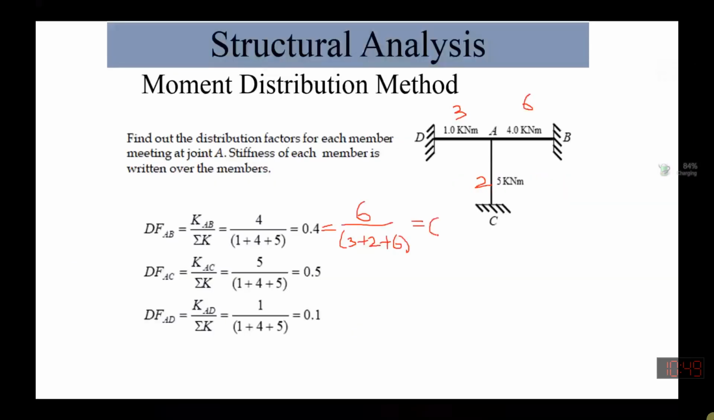AC will be equal to 2 divided by 11, and the last one will be equal to 3 divided by 11.